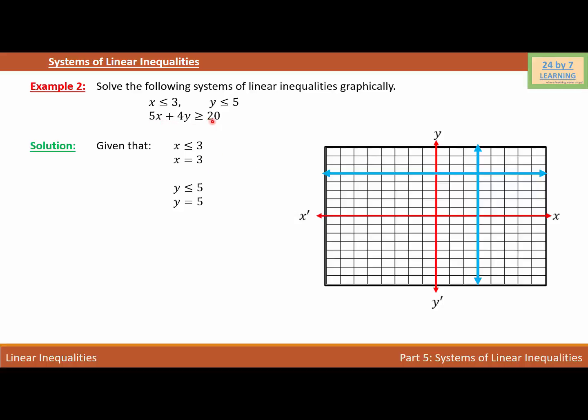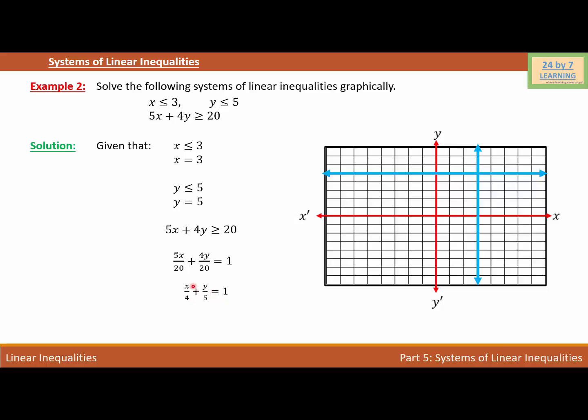So I will write it over here. Now again, I'm going to consider it as an equation. So I will write 5x over 20 plus 4y over 20 is equal to 1. If I further simplify, I will write x over 4 plus y over 5 is equal to 1.